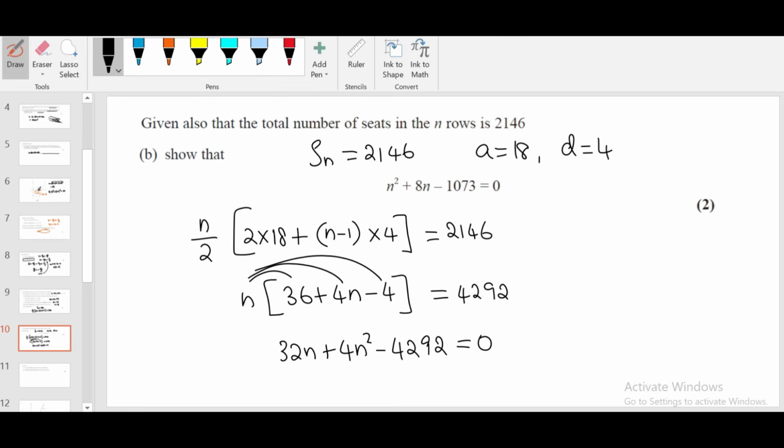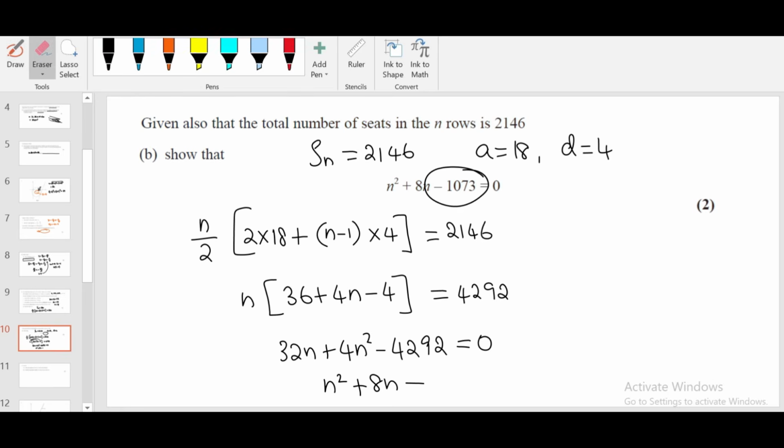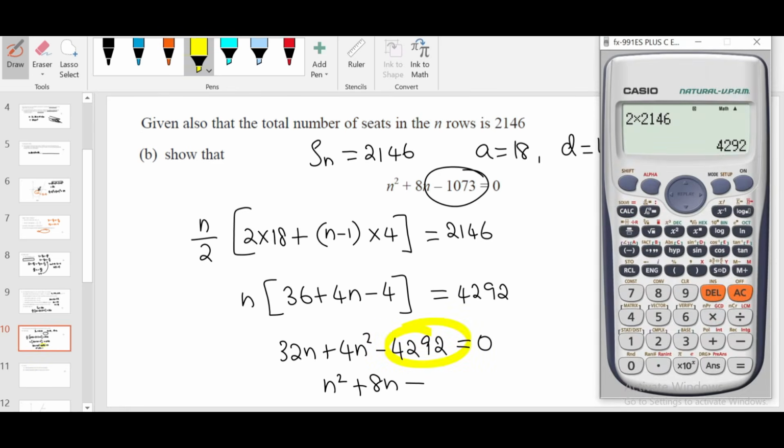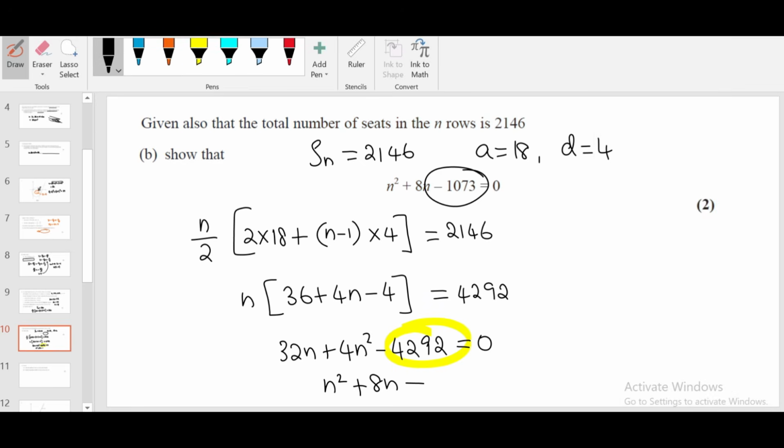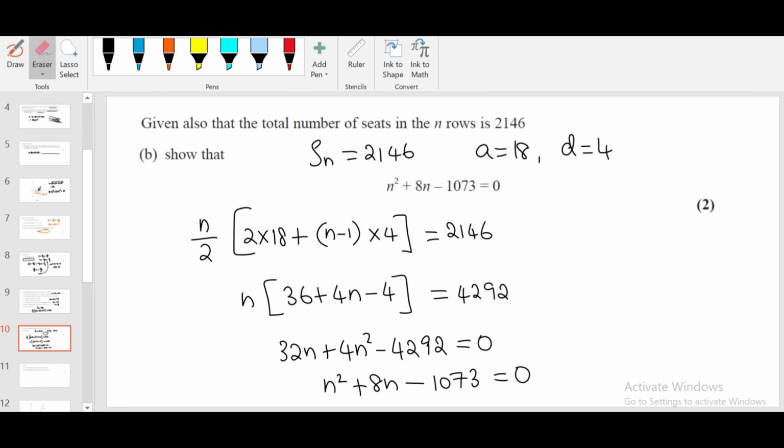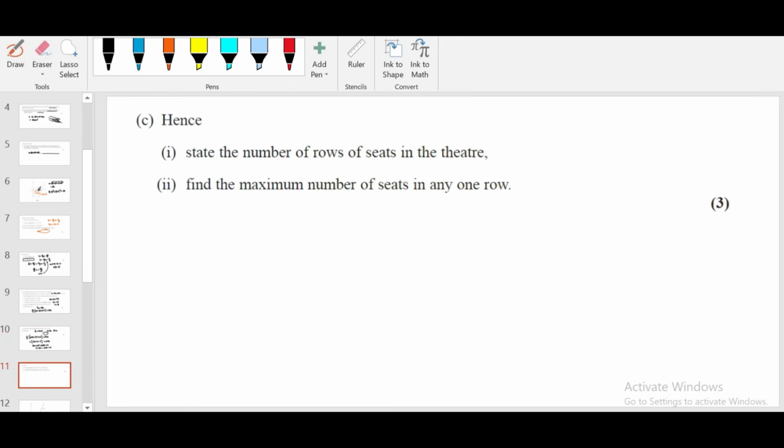I think we need to divide throughout by 4. So 4n² becomes n². 32n, 4 8s are 32, so 8n. You don't just simply write this number. That's how you lose marks if your steps are wrong. So double check whether when you divide this by 4 you get that number or not. 4292 divided by 4, yes, minus 1073 is equal to 0. That's all. We framed the equation already. Again, it's a 2-mark question. Let's move on to part C.